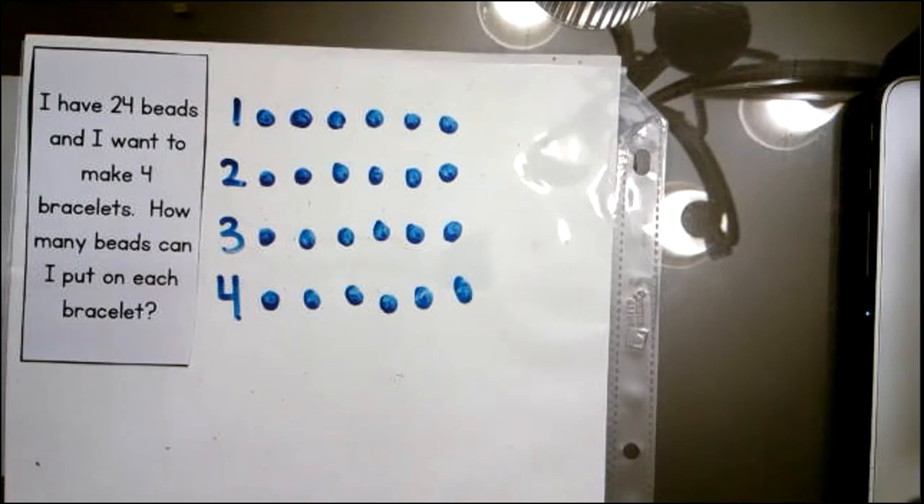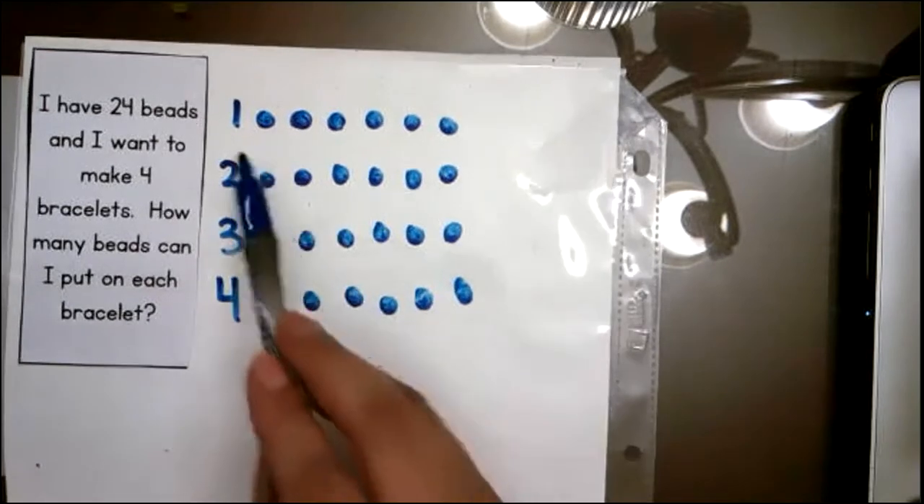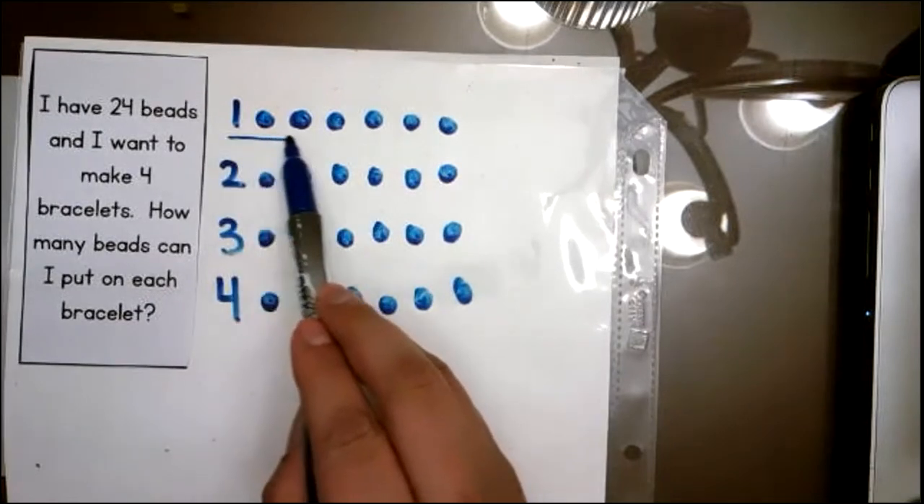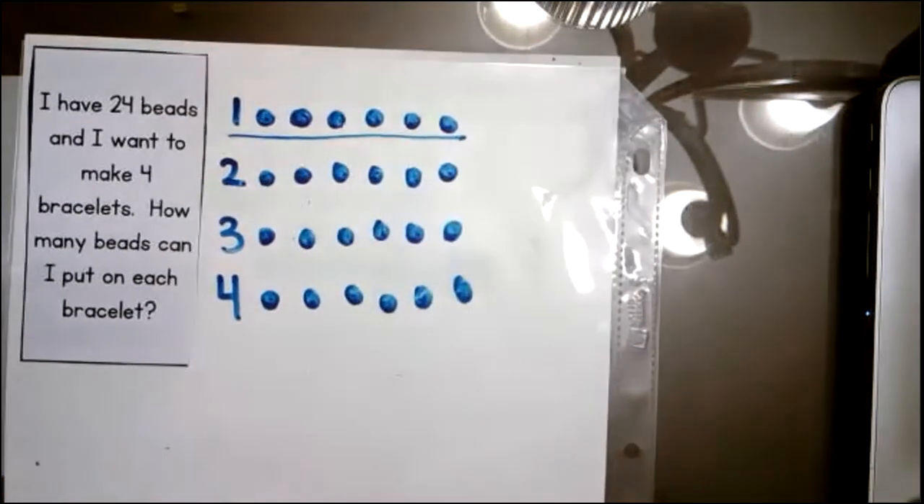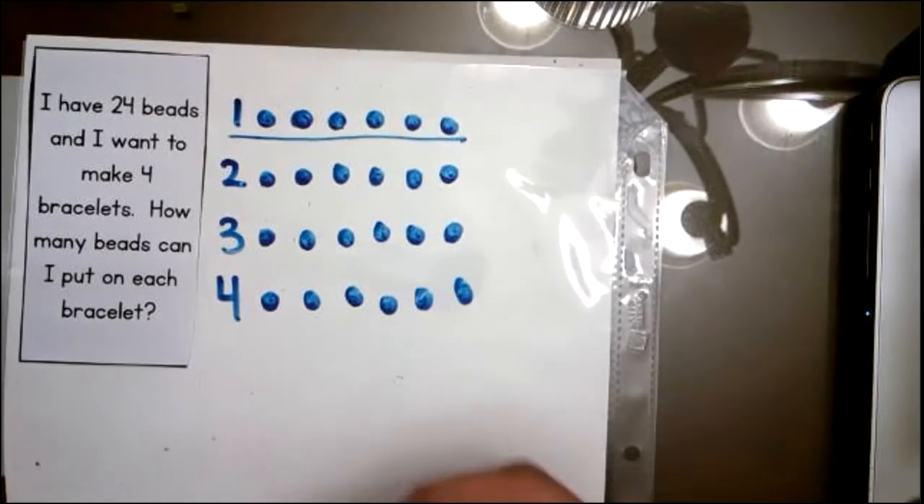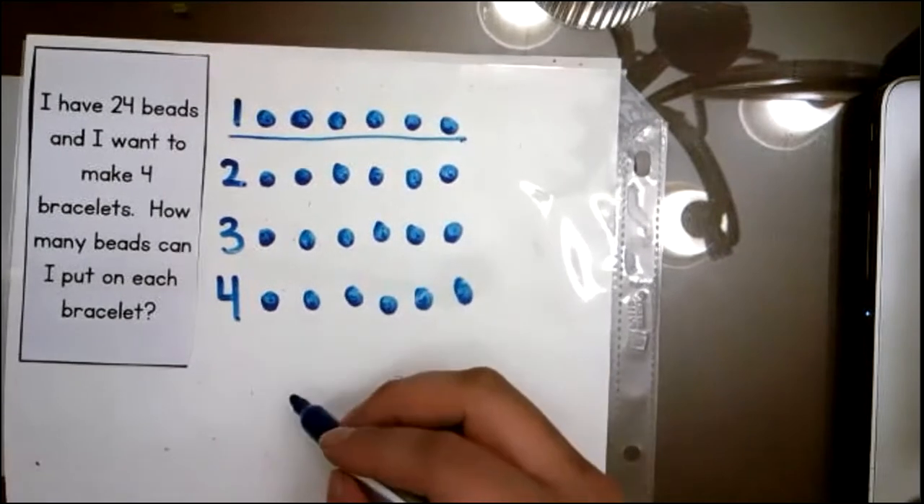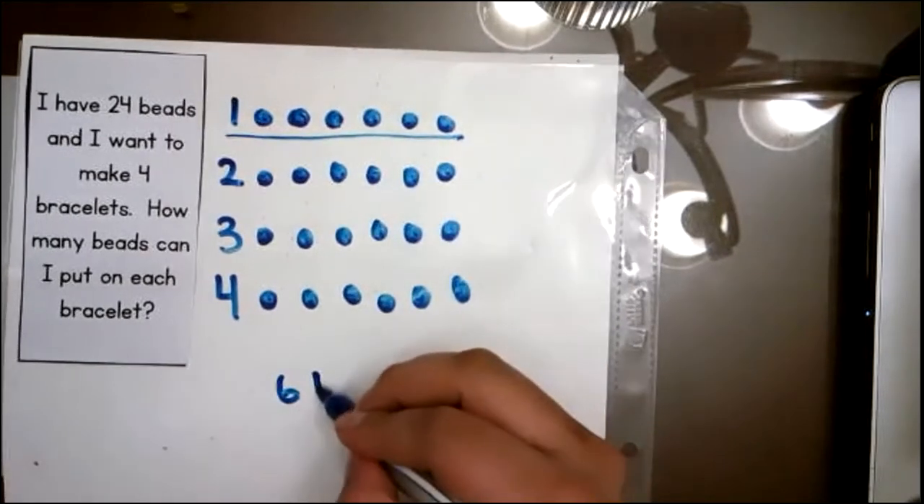How many beads can I put on each bracelet if I have 24 beads? So how many beads or circles do I have in each row? I have 6. So my answer would be 6 beads.